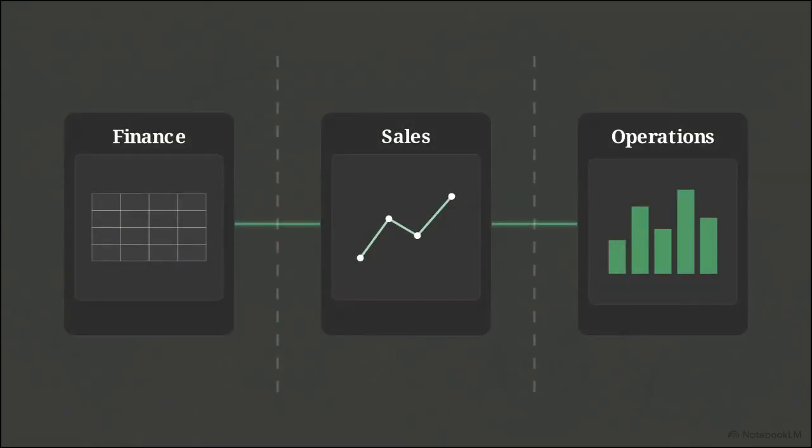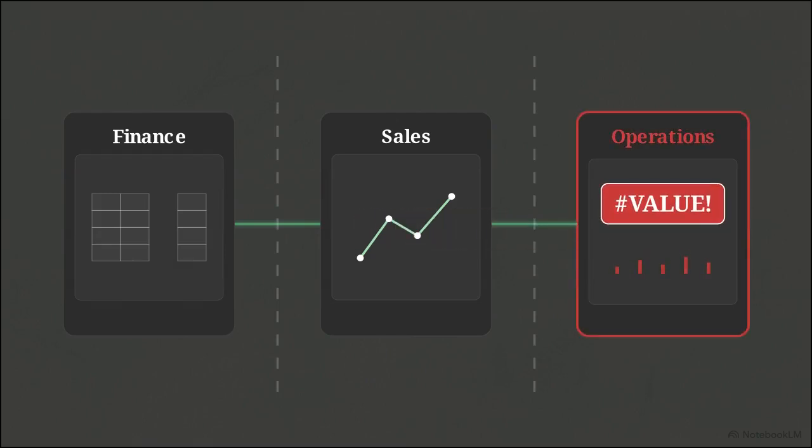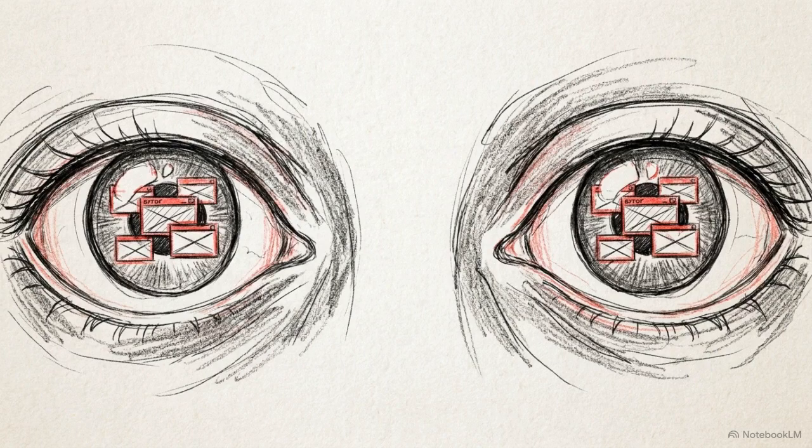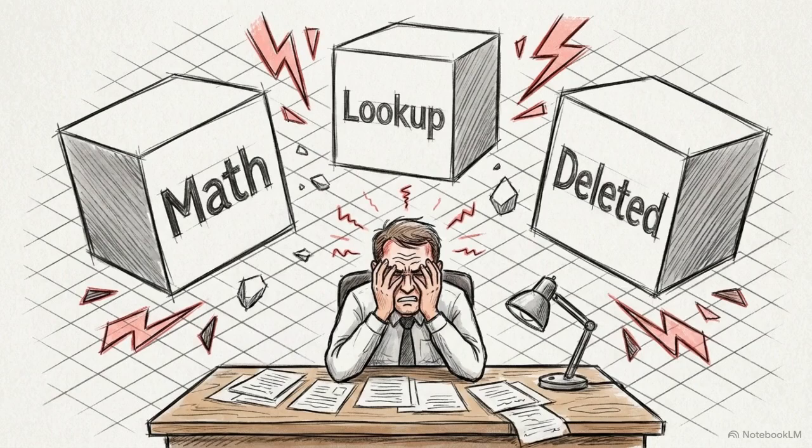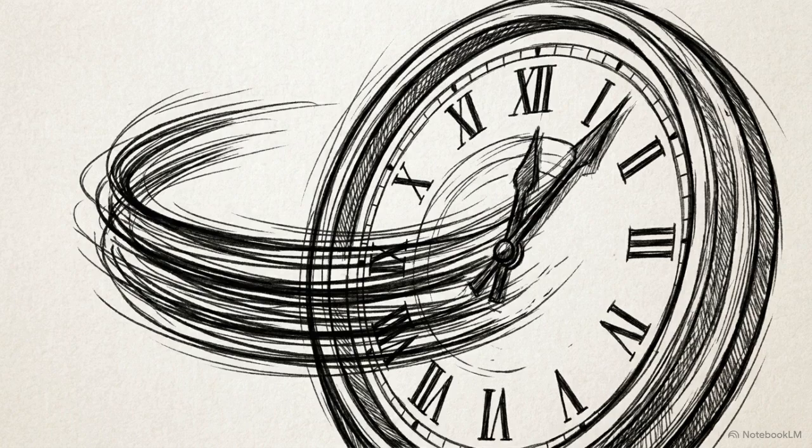If an analyst in finance deletes a working column, Excel generates a #REF error. When sales and operations pull from that file, the error travels across the network boundary, mutating into a #VALUE error as it reaches its final destination. By the time that failure surfaces in operations, the underlying structural context of that error is completely lost. The downstream operator is left staring at a broken dashboard without knowing if the issue is a math anomaly, a missing lookup, or a deleted source sheet, doubling the time it takes to debug the system.